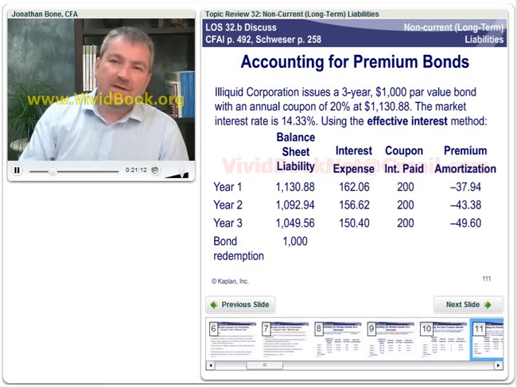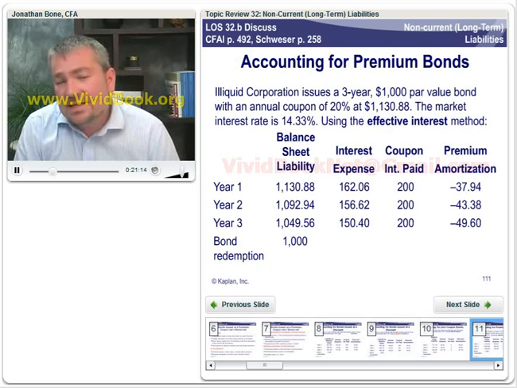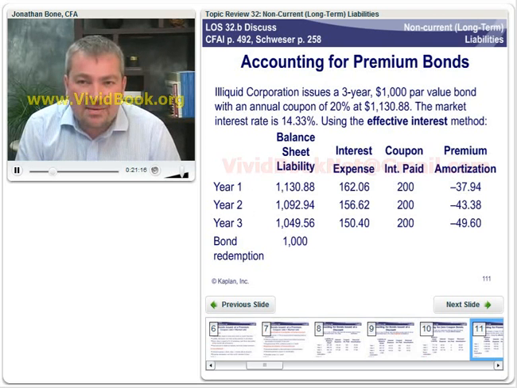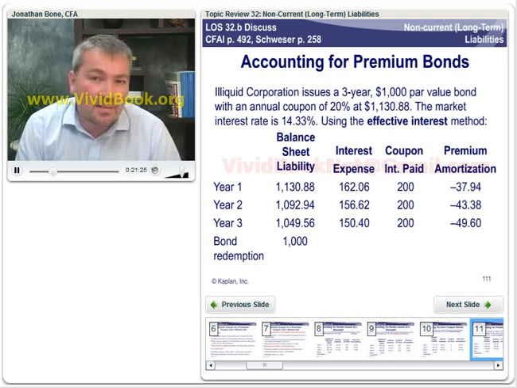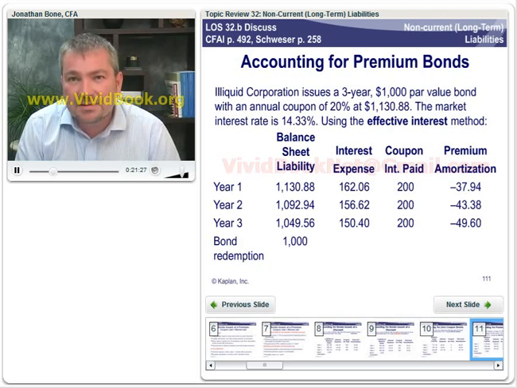So let's have a look at a premium bond. Treatment is exactly the same. The only difference here is the amortization works in the other way. In other words, rather than increasing the liability and increasing interest expense, it reduces the liability and reduces the interest expense. So let's have a little look at our question here.